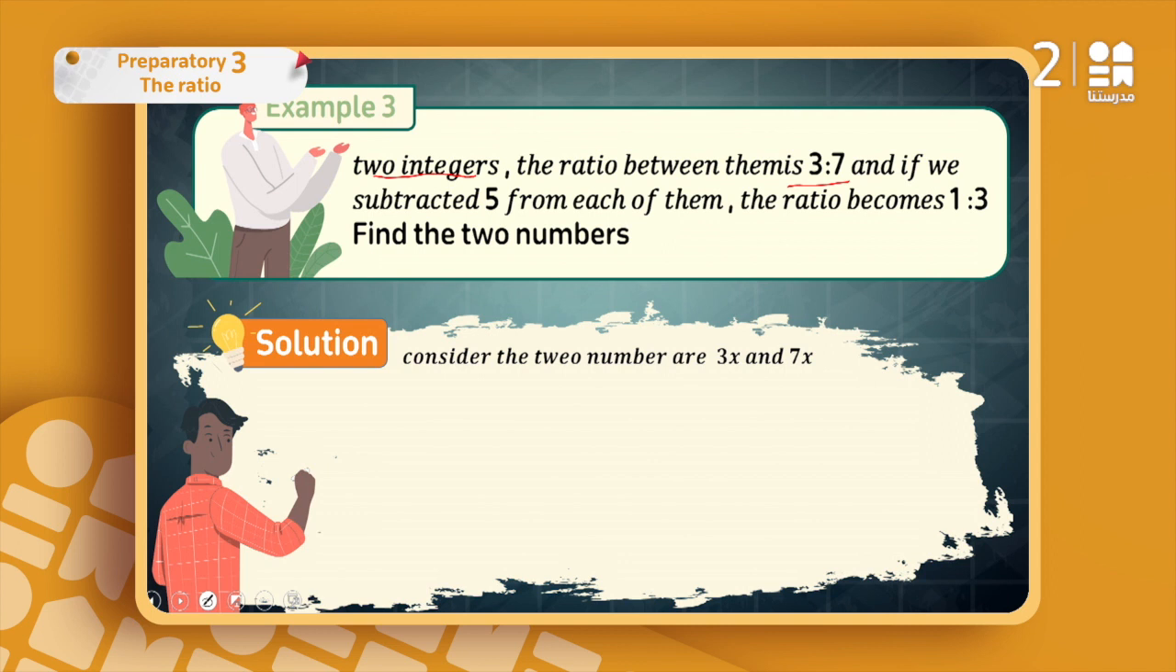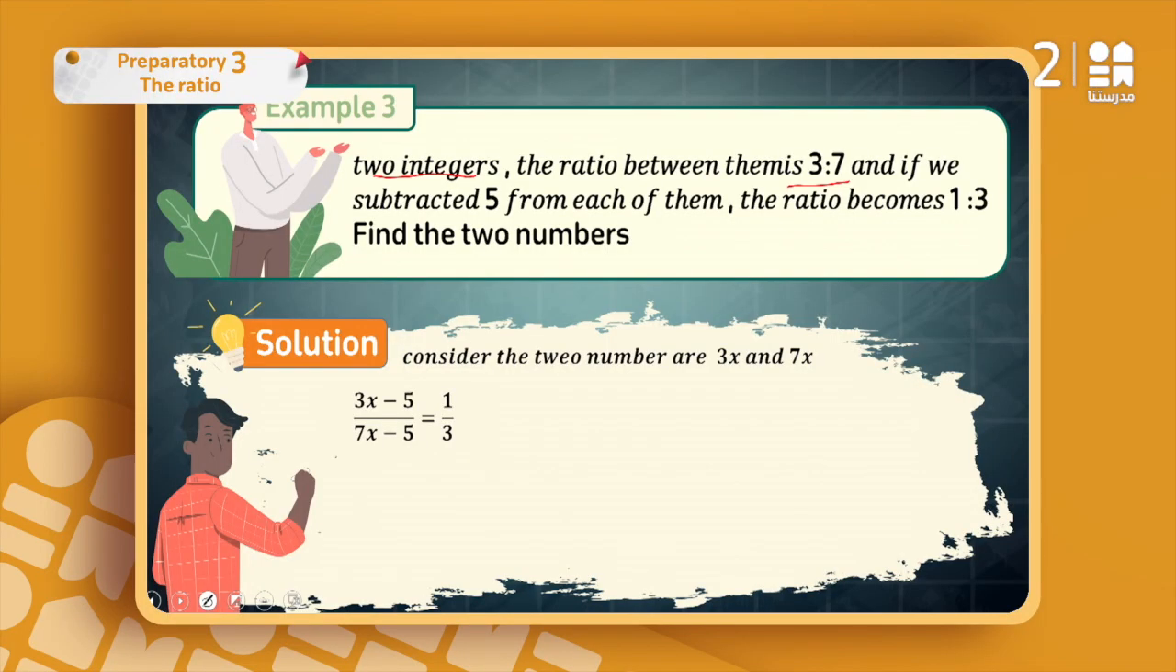بعد كده هنطبق اللي مكتوب في الإكزامبل. If we subtract 5 from each of them, يعني هنعمل minus 5 من كل واحد فيهم, the ratio becomes 1 to 3. يبقى 3x minus 5 over 7x minus 5 is equal to the new ratio 1 to 3. Then cross product. So this 3 is multiplied by all the numerator 3x minus 5. And 1 is multiplied by 7x minus 5.